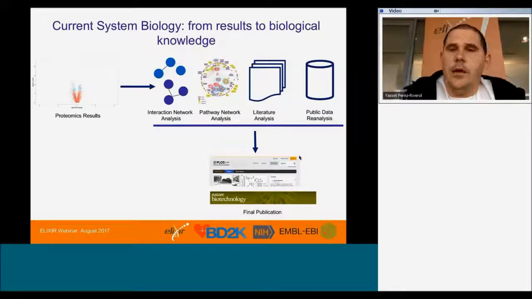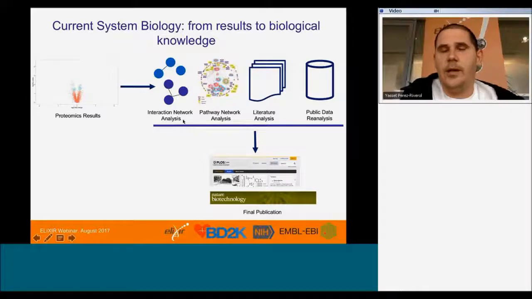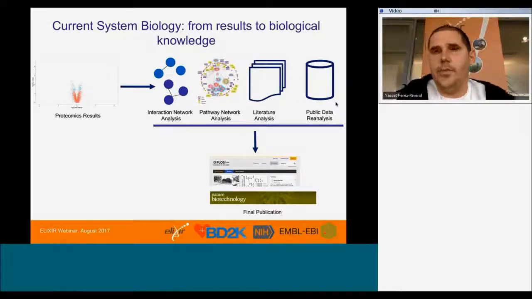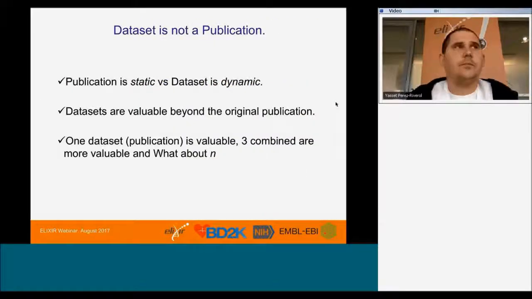Then there is a lot of interest in the community to add a new component to the current systems biology approach, which is the reanalysis of the data. Let's say you have your proteomics experiment, and you do your interaction analysis or pathway analysis, but you also look for experiments in other omics types that can complement your original results. And this is why it's so important to have a way of finding these new datasets.